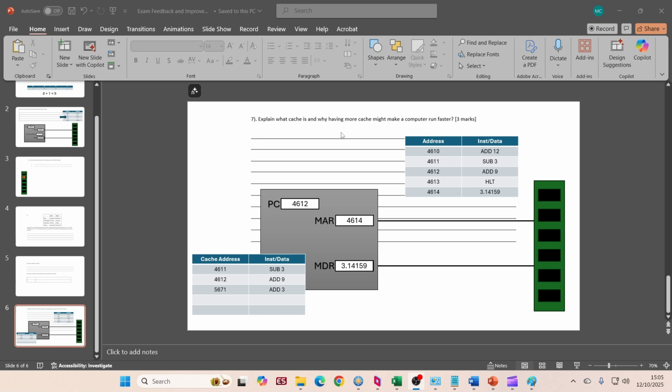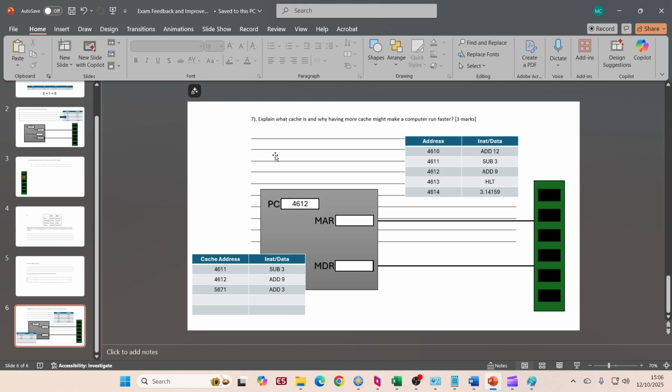Right, now explain what cache is and why having more cache might make a computer run faster. So it's two parts to this. What is cache and why having more of it's better? So what is cache? Well, during the fetch to code execute cycle, the slowest part is RAM. Okay, the slowest part is getting stuff from here into here. So I'll delete that because I copied it from the other thing.